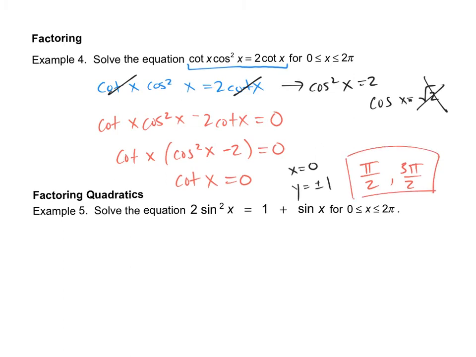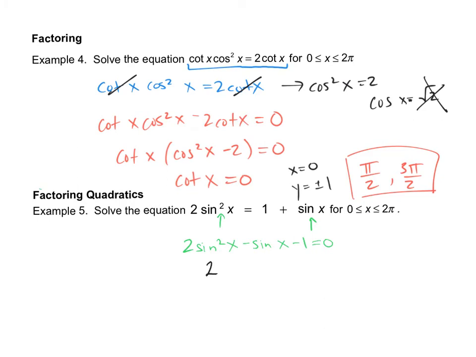In our next example, we have a sine squared on one side, and we have just a sine term. We can't combine those into like terms since they're added, they're not multiplied. So let's rearrange this to equal 0. I have 2 sine squared x. I subtract sine of x from both sides and then subtract the 1 to be equal to 0. And now I have something that looks like a quadratic equation.